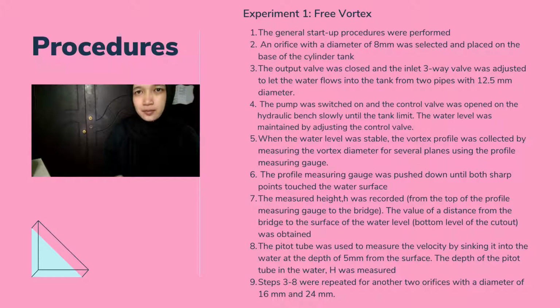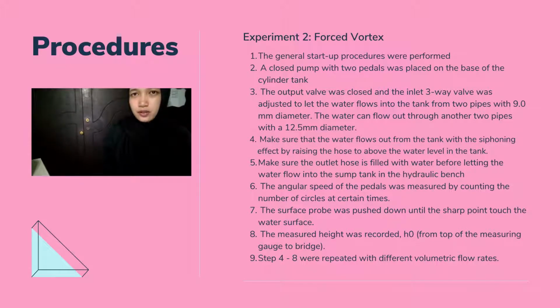So these are the procedures that have been set up for experiment 1, which is free vortex. The steps were as shown in the slide, and lastly steps 3 until 8 were repeated for another 2 orifices with diameters of 16 mm and 24 mm. Next are the procedures for experiment 2, which is forced vortex. The steps are as shown in the slides, and lastly steps 4 until 8 were repeated with different volumetric flow rates.